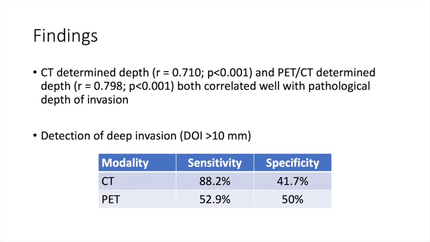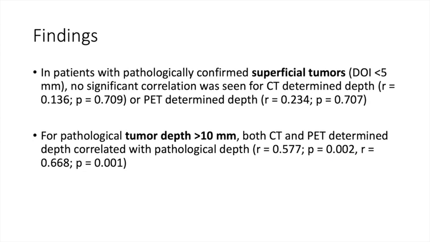Sensitivity and specificity for detection of deep invasion, defined as a depth greater than 10 millimeters, is noted below for both CT and PET, and you can see that CT performed better. On subgroup analysis, both CT and PET did not perform well in patients with superficial tumors, defined as a depth of less than 5 millimeters. On the other hand, both CT and PET correlated well with pathological depth in patients with deep tumors.